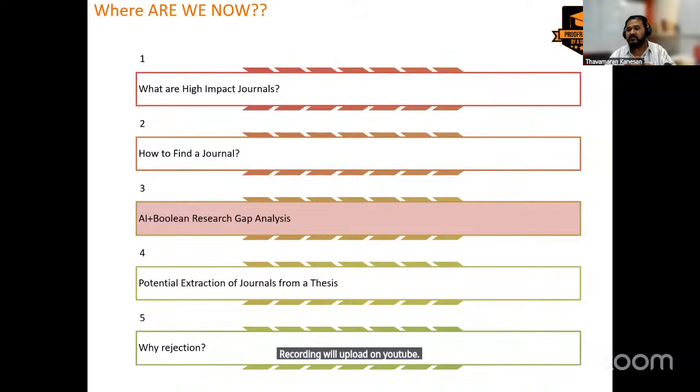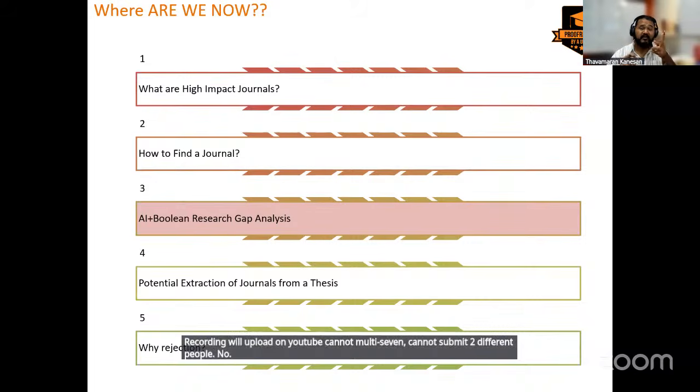You cannot multi-submit. So you cannot submit two different papers. No, two different papers you can. You cannot submit the same paper to two different journals. It's two different things.